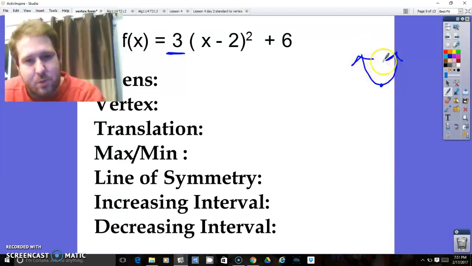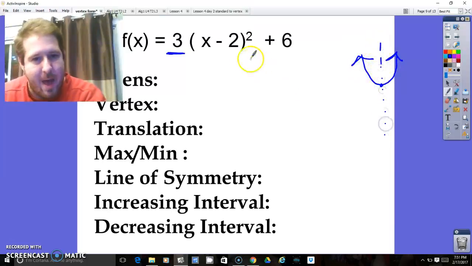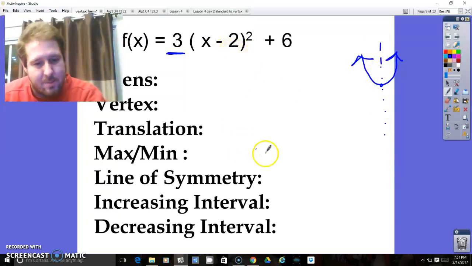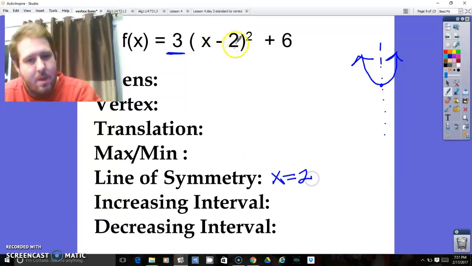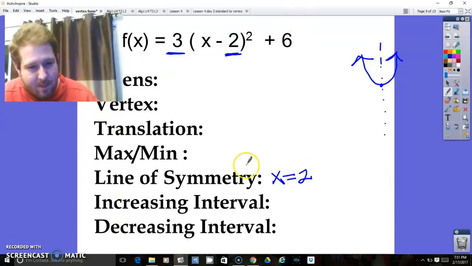Now the line of symmetry would always be the same as the x term. So the line of symmetry is x equals 2. I looked right there. That's always going to be the same thing.